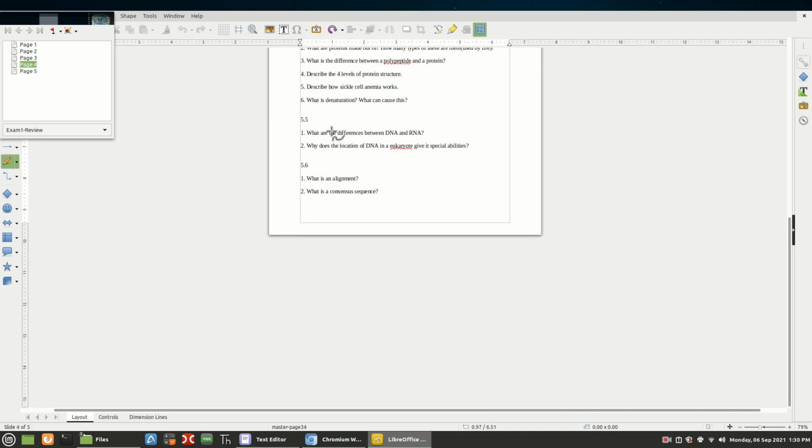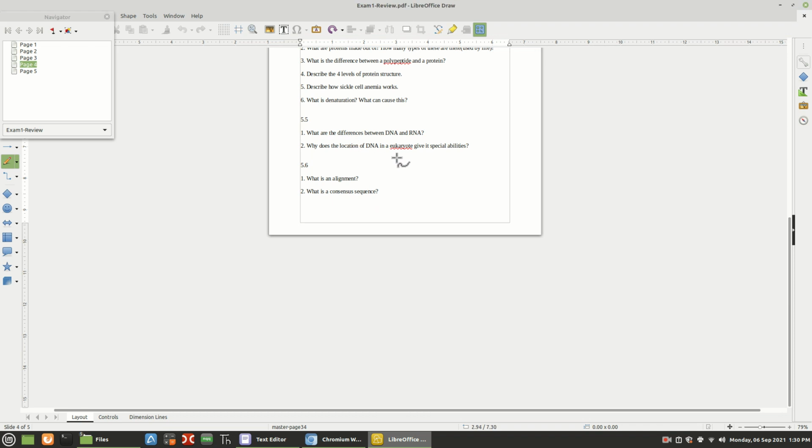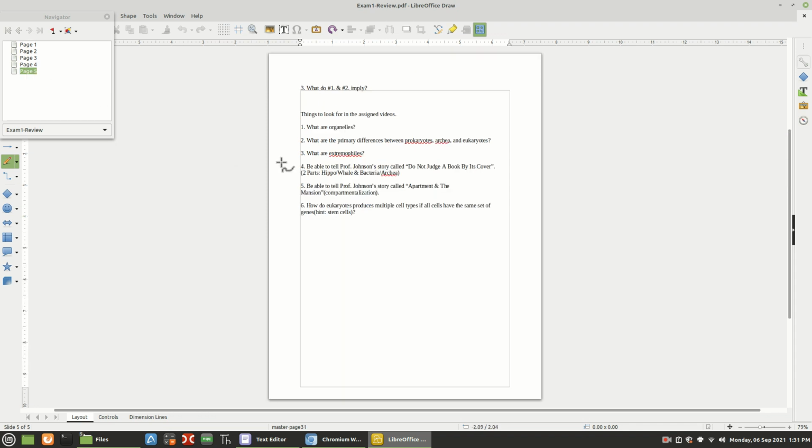What are the differences between DNA and RNA? I've discussed that. That should be very clear. Why is the DNA in the eukaryotic cell special? What does that nucleus do for it? I covered that. I haven't covered an alignment and a consensus. You'll need to read the book for those. And I'll just leave that at that. Just make sure you do look at that in the book.